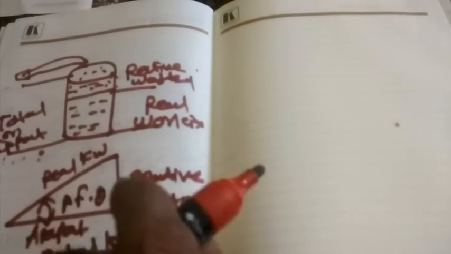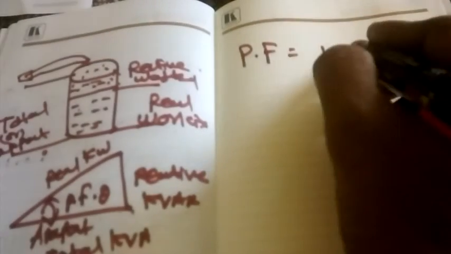This angle is called the power factor angle. This is the normal method of power factor: triangle, definition, simple method, how we remember it. Then how do we improve it? We have methods to correct the power factor. That means we always maintain the power factor at 1, that means unity.